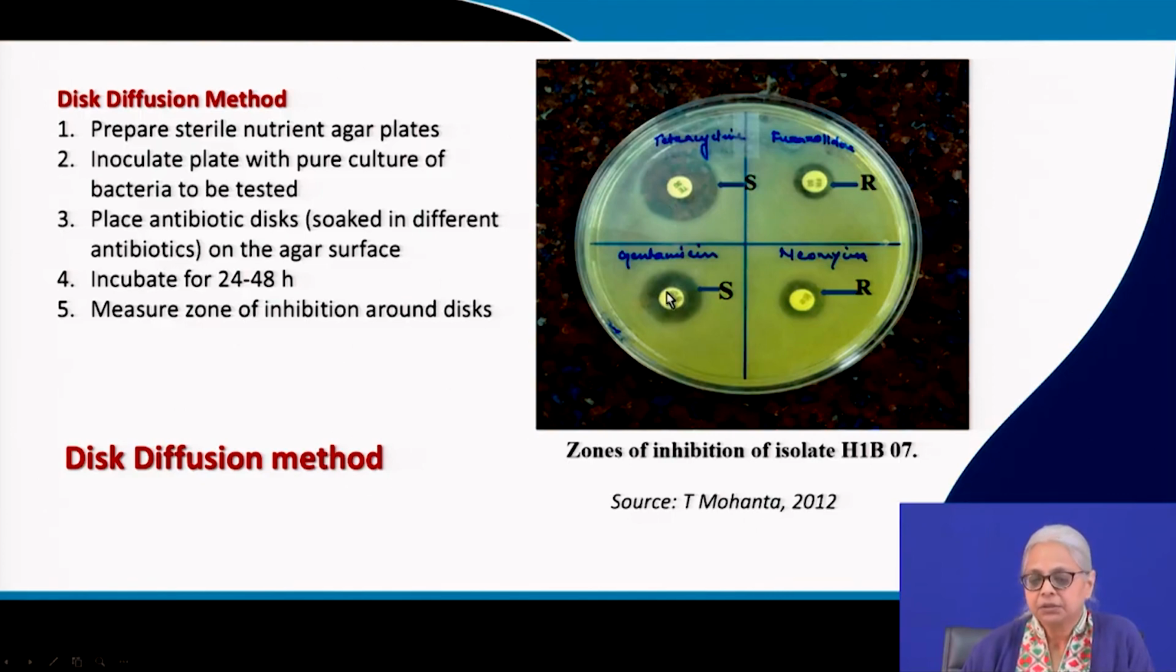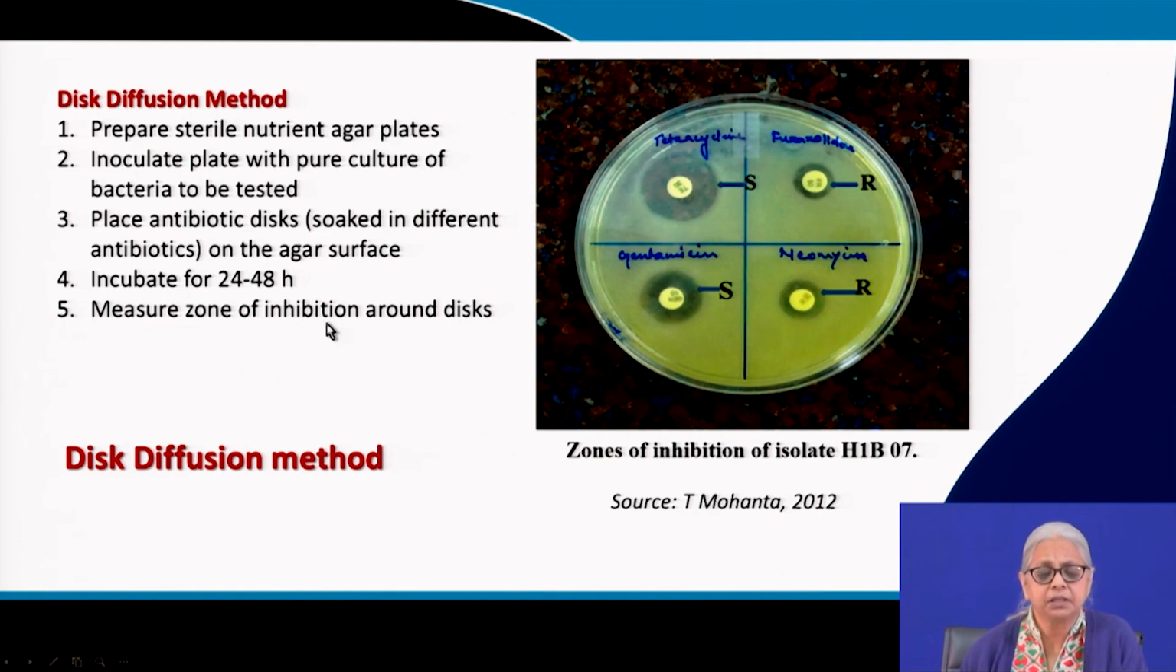These antibiotic discs, which are basically absorbent pads soaked in these antibiotics, will be placed in the 4 quadrants of the plate. So you can see here tetracycline, gentamicin, neomycin and so on. And after this has been done, these plates will be incubated for 24 to 48 hours.